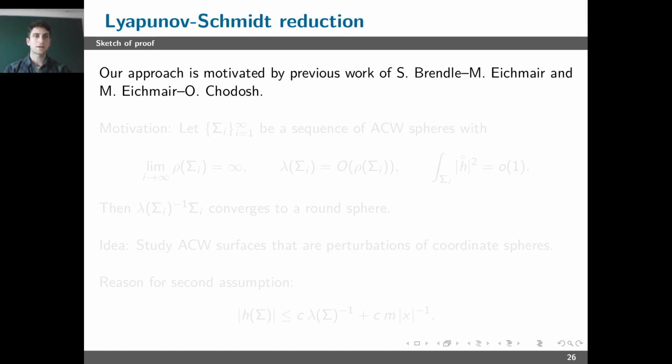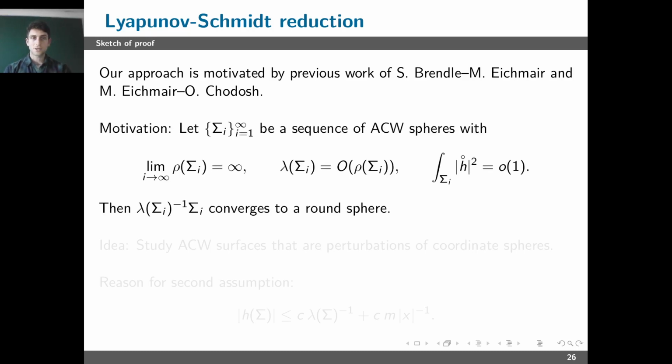So in the remaining time, I would like to talk a bit about the proof of our theorem. In order to prove the theorem, we use a so-called Lyapunov-Schmidt reduction. This approach is based on previous work of Brendle and Eichmann, and also of Eichmann and Koerber, where they study large stable constant mean curvature spheres in asymptotically Schwarzschild manifolds.